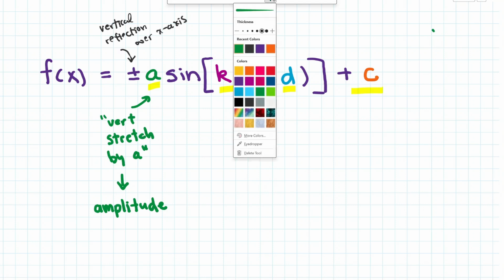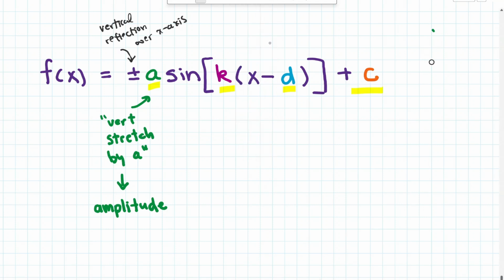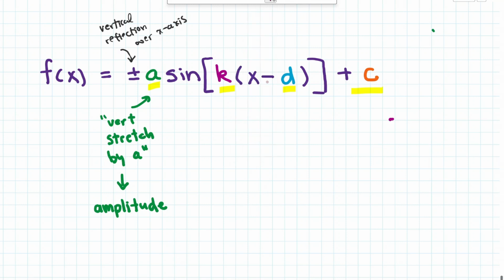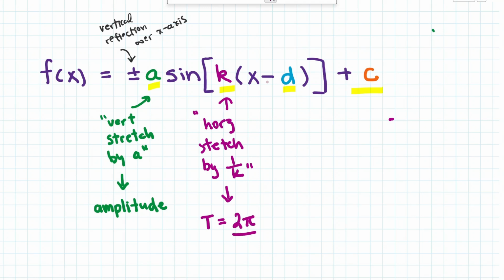Okay, let's move on. So we have our amplitude, and then what about this k value? Traditionally, like I said, this k value over here for transformations would represent a horizontal stretch by a factor of 1 over k. So that's if we think about a traditional function. However, in trigonometry, this k value gives us a lot of insight about what the period of our function will be, since sine and cos are both periodic functions. So in this case, we're going to represent the period of the function as T, and the period equals 2 pi over k.